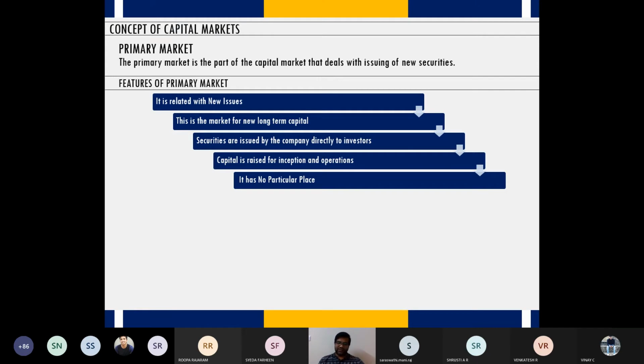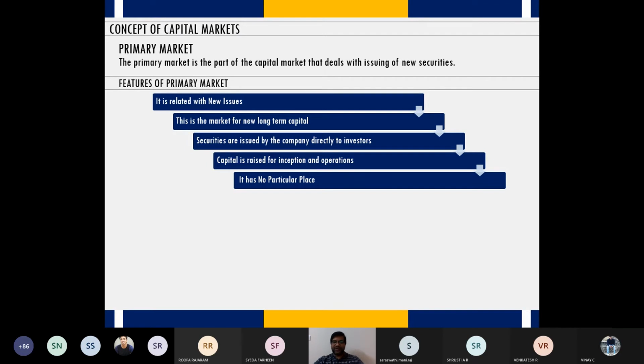These are some of the important features which we can extract from the definition. It is related to new shares. This is the market for long-term capital. Since primary market is a part of capital market, obviously it has to be long-term. Securities are directly issued from company to the investors and the capital is raised. Why do companies access capital market? Why do companies borrow money from capital market? Either to start a new venture or to expand business operations. There are various reasons why the money is borrowed.